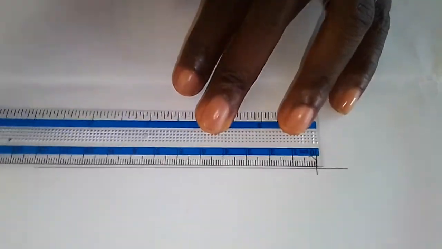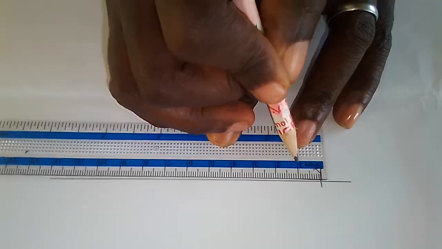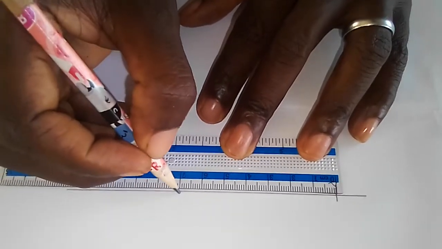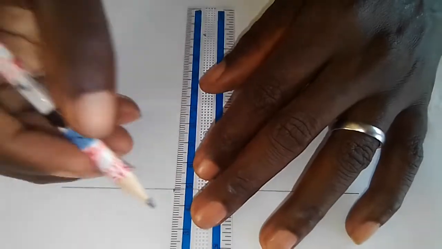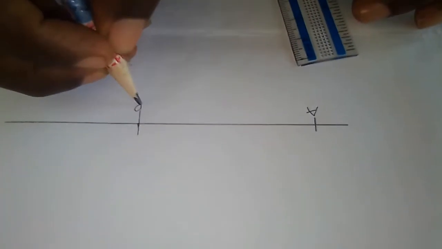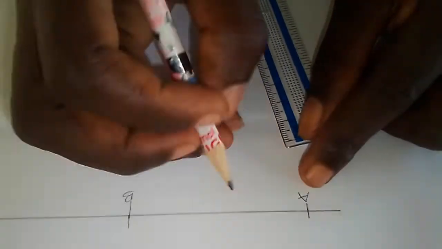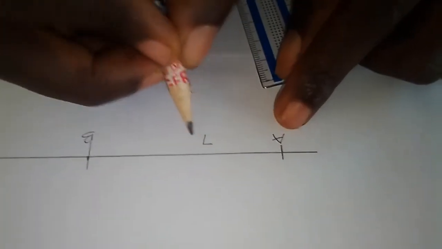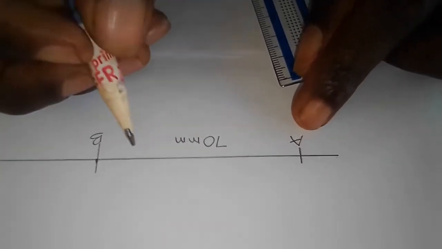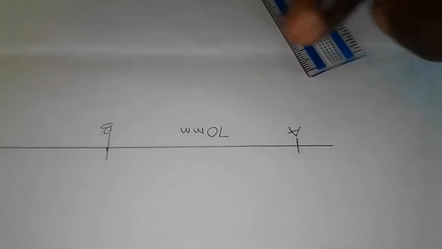My ruler is in centimeters. I will count 1, 2, 3, 4, 5, 6, 7. This is 70 millimeters. So I will point my end point here, which is B. This is A, this is B. I write what I have measured, which is 70 millimeters.